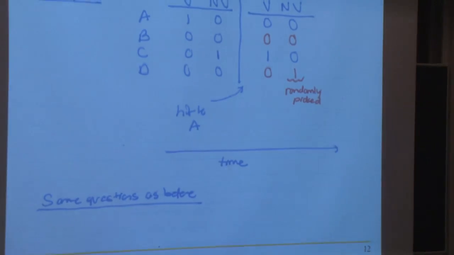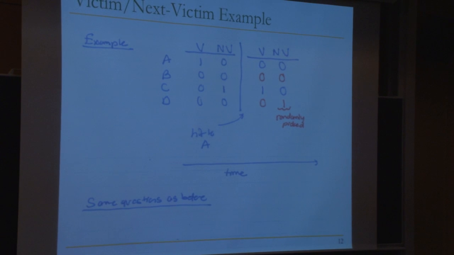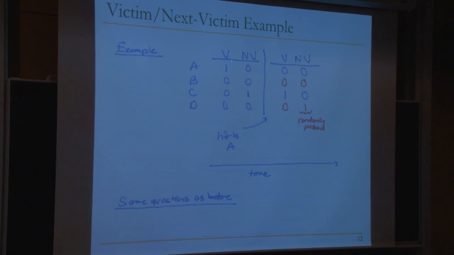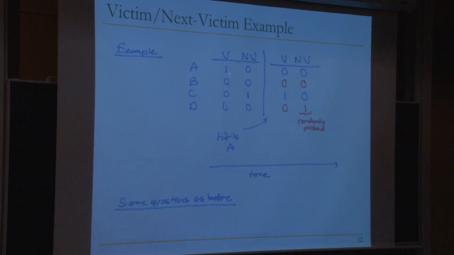So if you look at this, it's one example. How do you implement this? You could implement this in many different ways. One way of implementing it is for each block, in this case A, B, C, D, you keep 2 bits: victim and next victim. The first bit is set if this block is the victim, and this other bit is set if the block is the next victim. This is not the most efficient way.